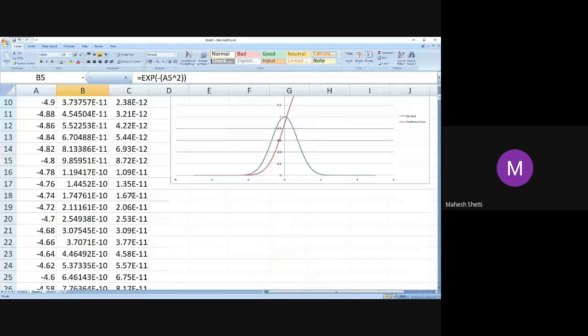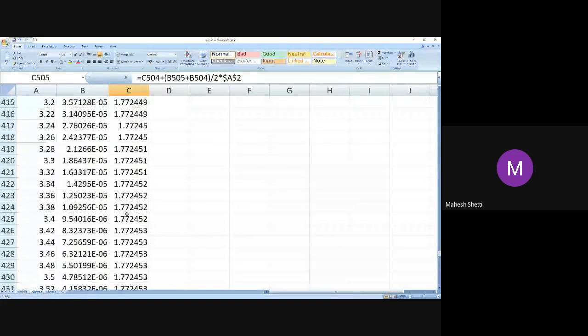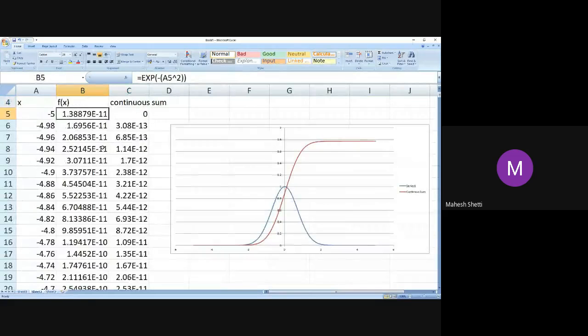So when you know that the final summation value here is going to be say 1.772454, and you see it is remaining almost that, what I can do is divide the entire function by that value. So I say divide by 1 point.